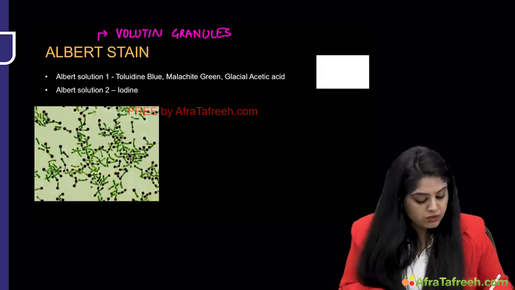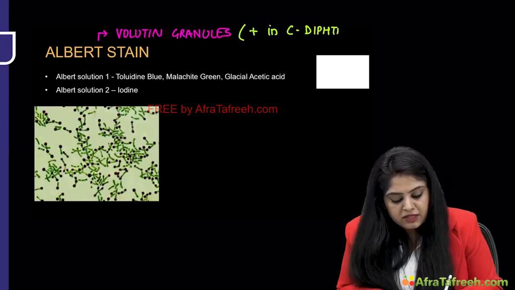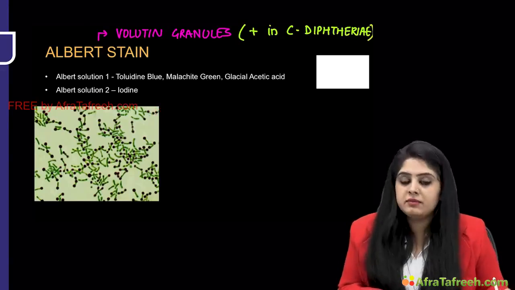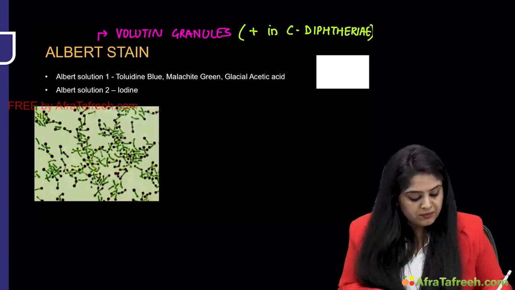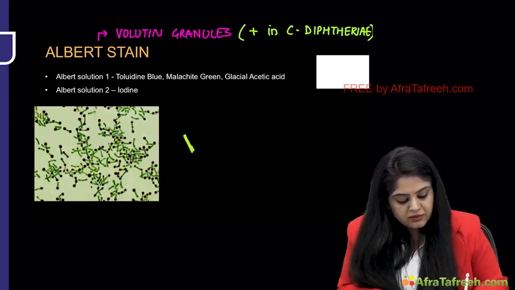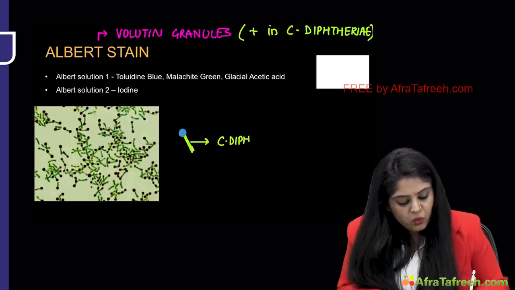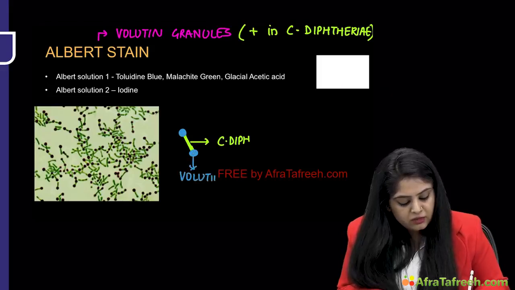Do you want to know what volutin granules are? Volutin granules are present in a bacteria called Corynebacterium diphtheriae. Volutin granules are positive in Corynebacterium diphtheriae. So I'll try to draw it. What have I drawn over here? I have drawn Corynebacterium diphtheriae. Repeating once again, this is the Corynebacterium diphtheriae. And I am seeing that at the two poles, I am seeing some granules. These are the volutin granules.